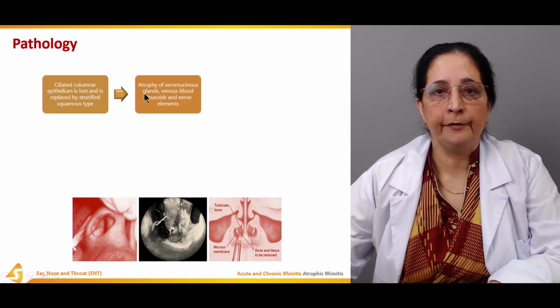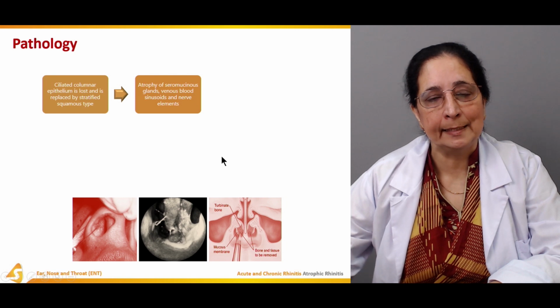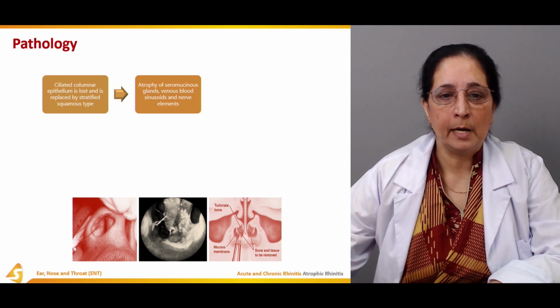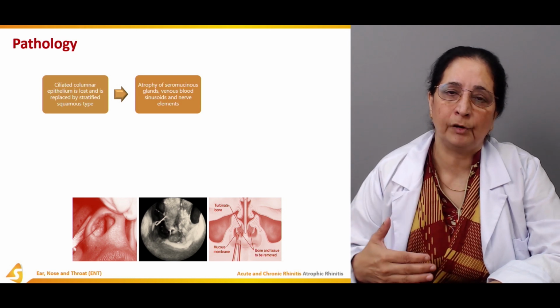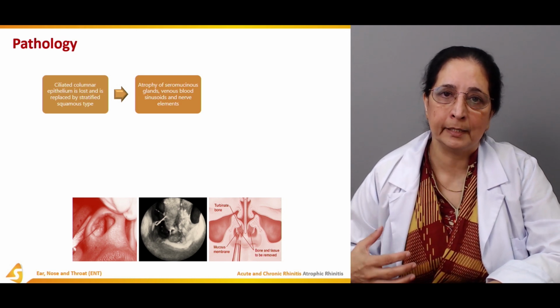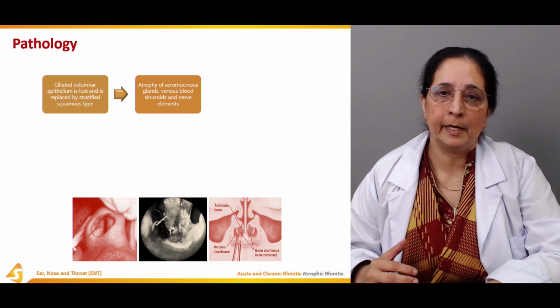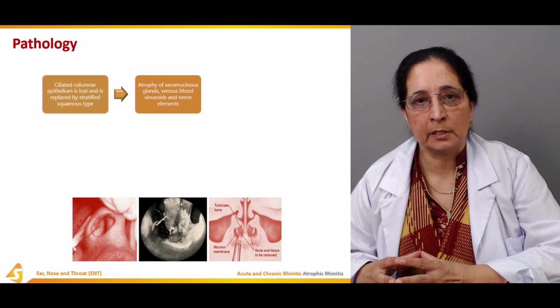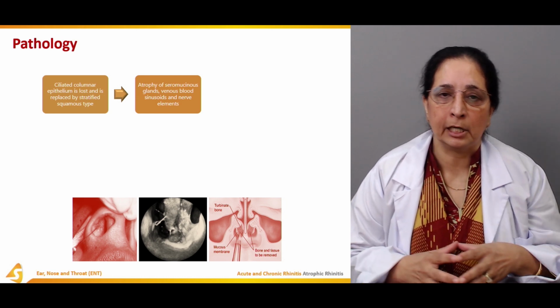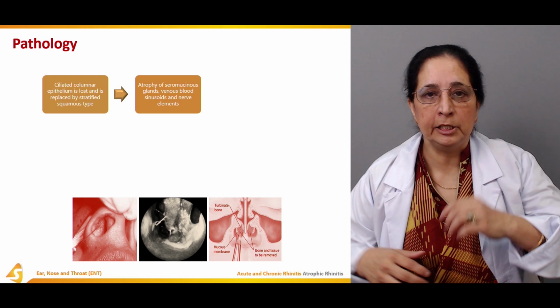There is atrophy of seromucinous glands, venous blood sinusoids, and nerve elements. So now there is atrophy of all the glands and the mucous membrane, and that causes shrinkage of the mucous membrane and glands, and less production of mucus. So all these changes occur.